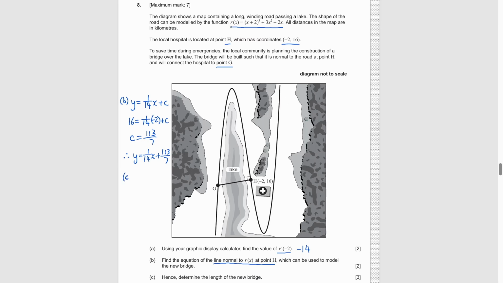For part C, we need to find the length of the bridge GH. To do this, we find point G by calculating the intersection of the normal line with the curve r of x. Once we have found both coordinates of G and H, we use the distance formula to find GH. The result is 5.55.